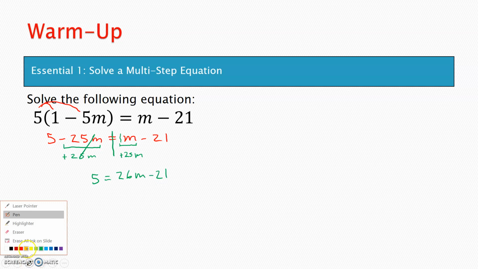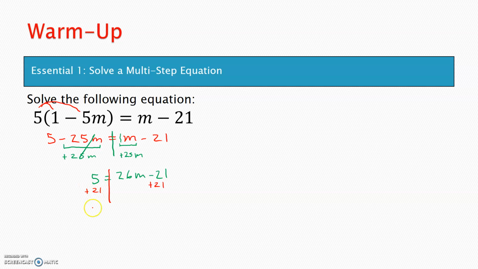Now this becomes a two-step equation. It's a little backwards, but we can still work it out. Notice I have my variable right here, so I need to get rid of the minus 21. So we're going to do plus 21, plus 21. 5 and 21 gives you 26. Now we have 26 is equal to 26m, right? Some of you can already do this in your head. Divide both sides by 26. We get 26 divided by 26, which is 1. 1 is equal to m, and there you have it.